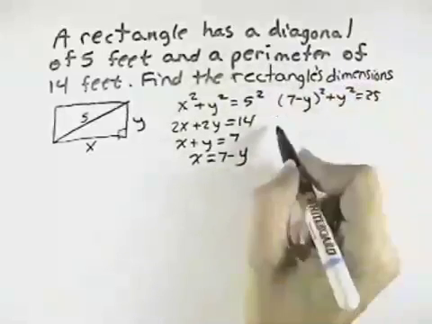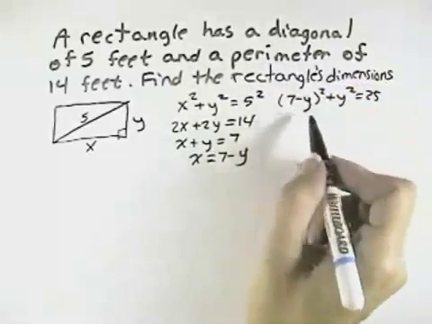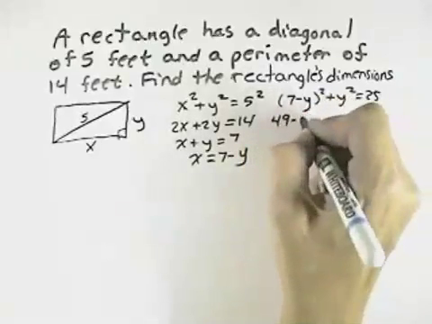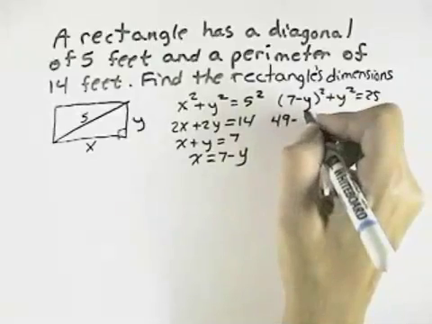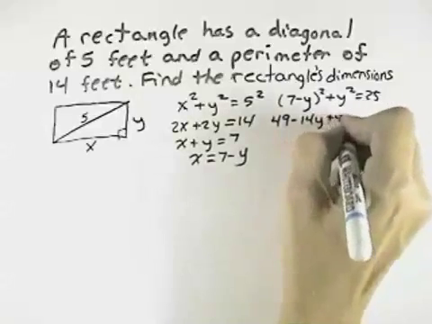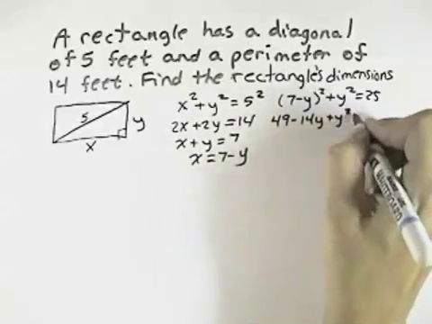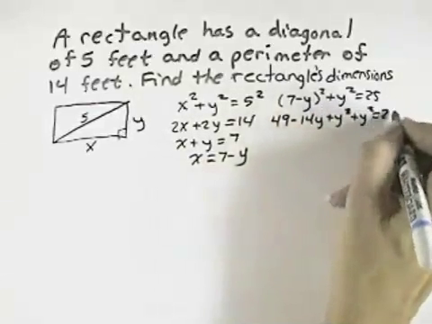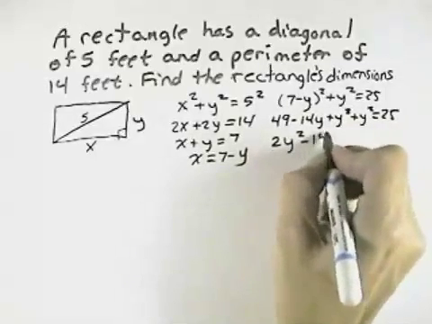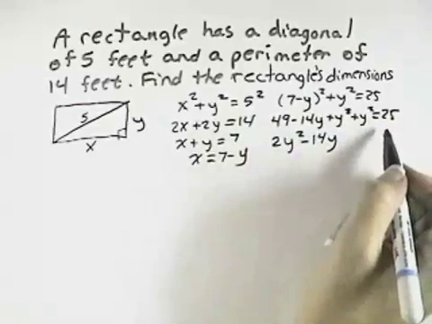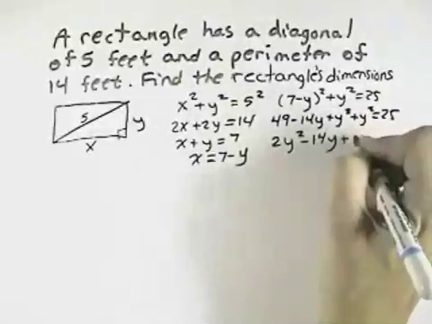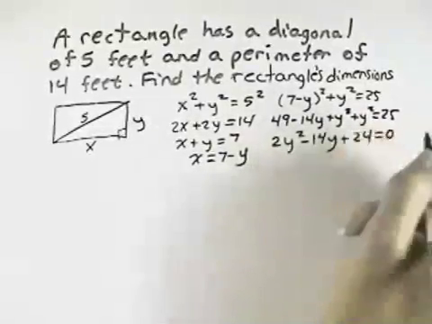When I did that, multiplying out 7 minus y times 7 minus y would give me 49, then minus 7y and minus 7y will be minus 14y, and then plus y squared, plus the other y squared equals 25. So I have 2y squared, I have a minus 14y, and if I subtract 25 from both sides, I get a positive 49 minus 25, which is 24, equals 0.